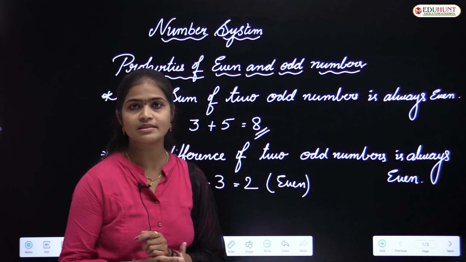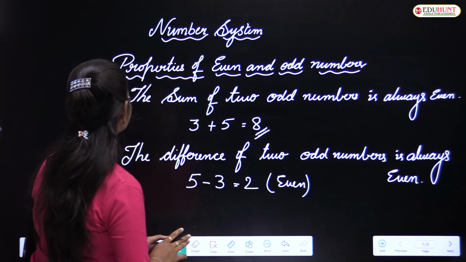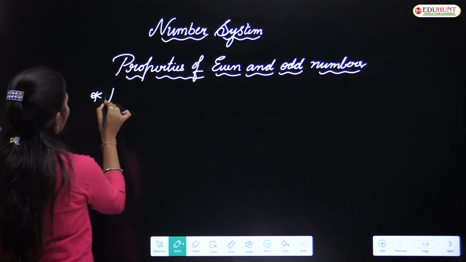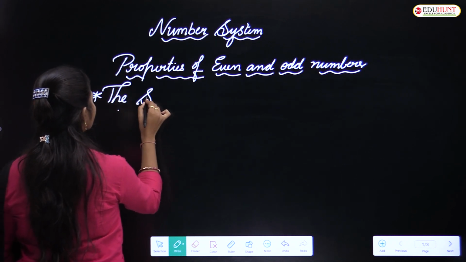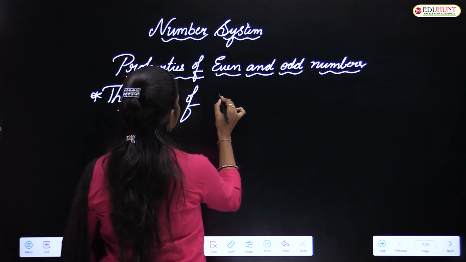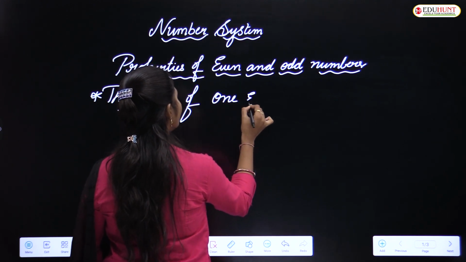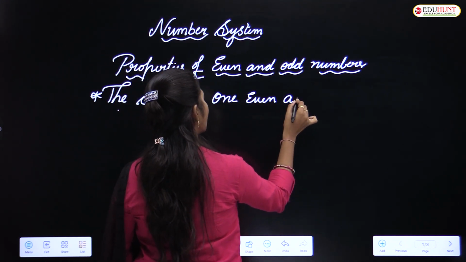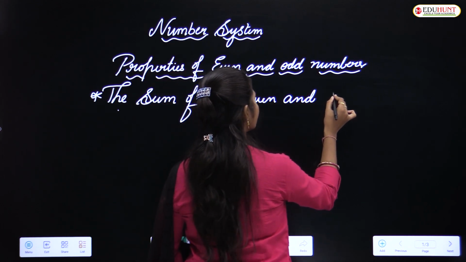Then what changes will happen here? See that. The sum of one even and one odd number.